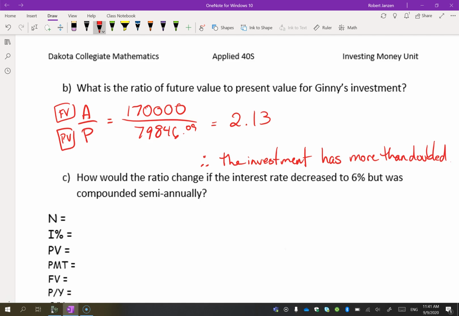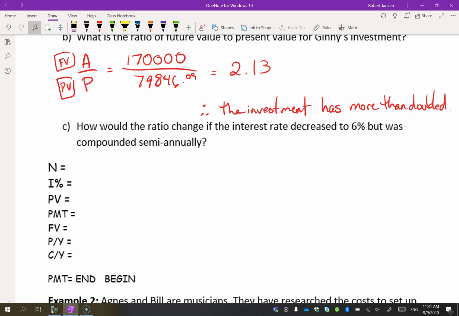Okay, let's try part C. How would the ratio change if the interest rate was decreased to 6% but was compounded semi-annually? So in other words, they're saying, well, would I have to put more or less money in? So some things will stay the same. It's still going to be 12 times 1. We're still going to make one payment a year. But this time the interest is 6% and it's compounded twice a year.